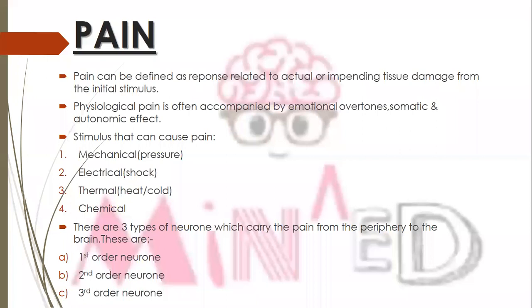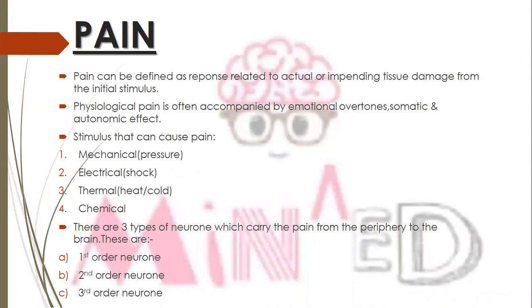Okay, stimulus that can cause pain. There are several types of stimulus that may cause pain, and mainly there is mechanical, that is by pressure, electrical by any type of electrical shock, thermal, that is by heat or cold, and you can feel pain, and another is chemical. If there is any chemical burn or any chemical injury, there will be pain.